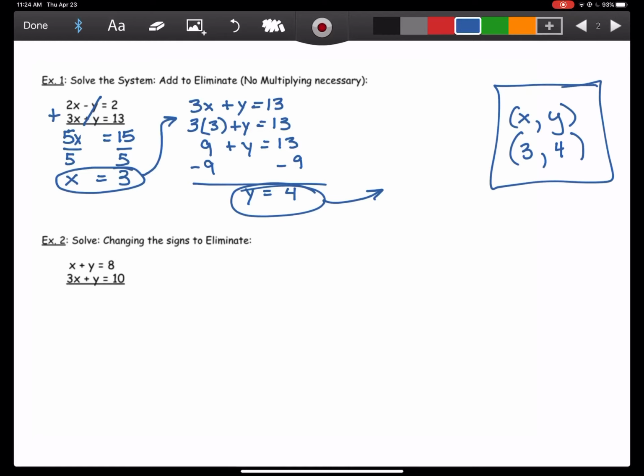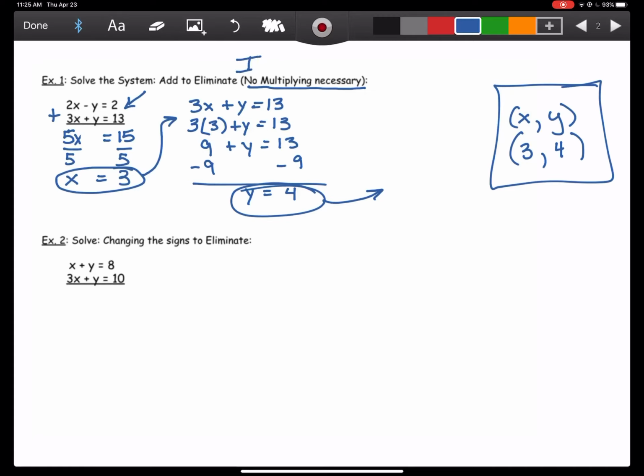Now, if we look back at the directions, it said solve the system. It also said no multiplying necessary. Because when I look at this problem, I notice that it has a negative y and a positive y. And I like to always start out these problems by saying, do I have opposites or do I need to make opposites? In this case, in question 1, I already had opposites.